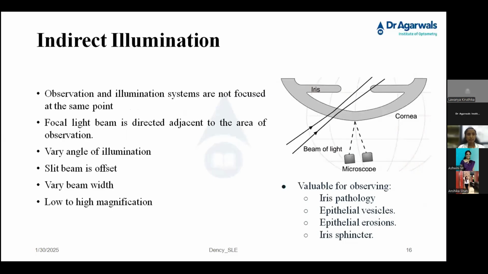Indirect illumination. Observation and illumination systems are not focused at the same point. The focal light beam is directed adjacent to the area of observation. Vary the angle of illumination. The slit beam is offset. Vary beam width and use low to high magnification.